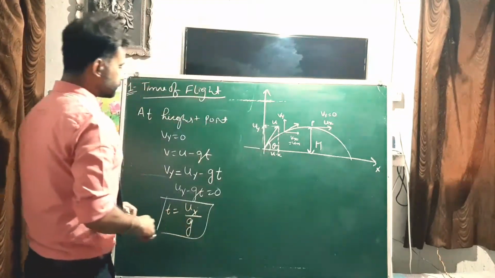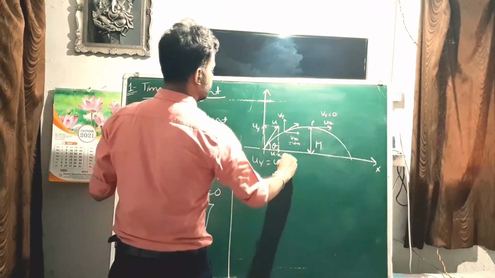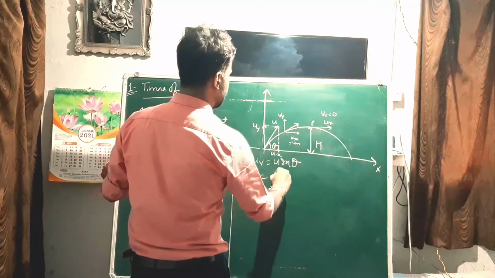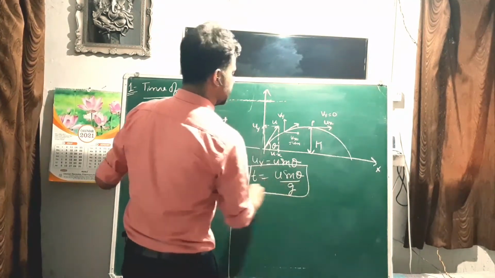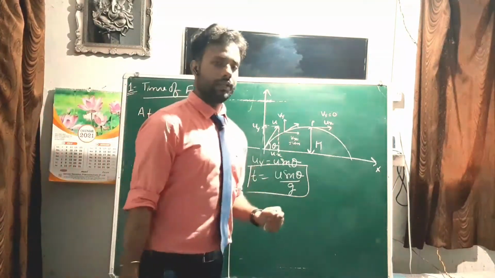You know the value of Uy? Uy is U sine theta. So this small t will become U sine theta upon g. Again, this is the time taken by the projectile to reach the highest point.